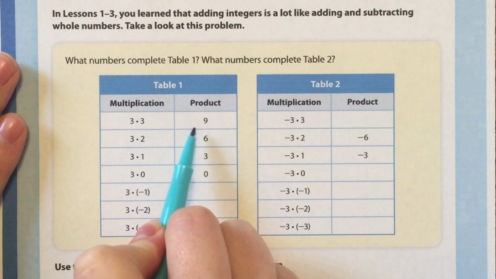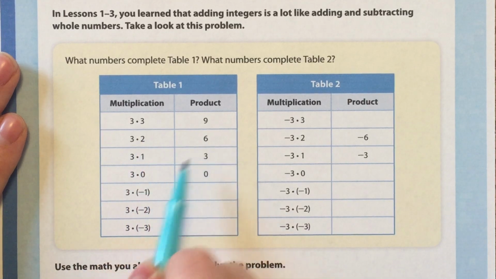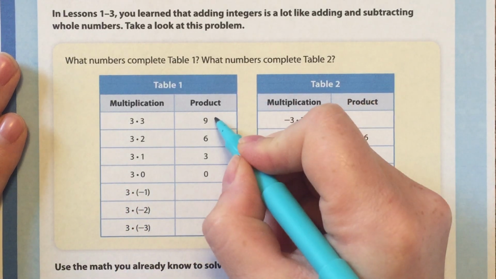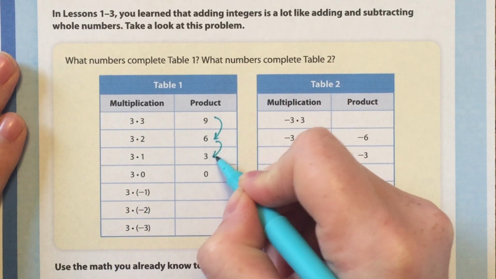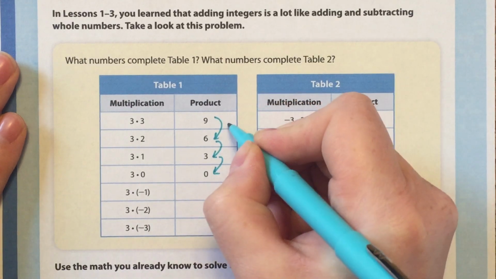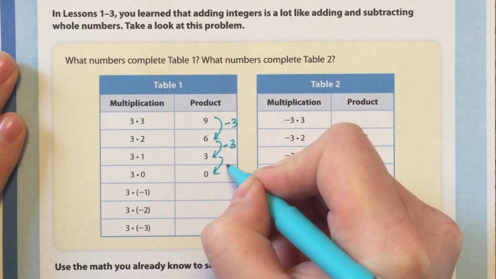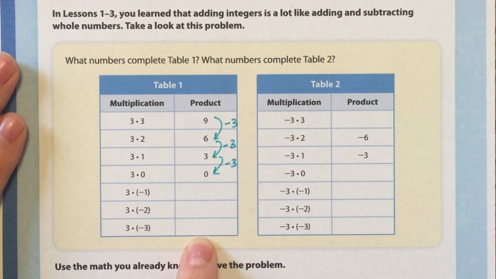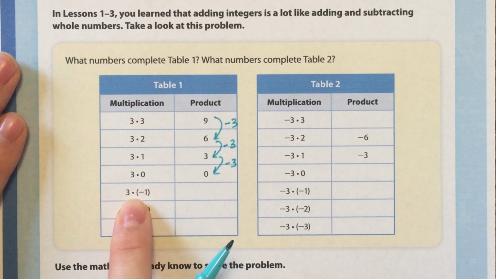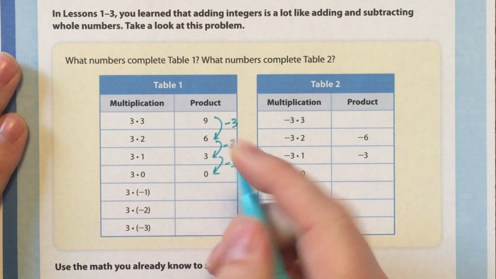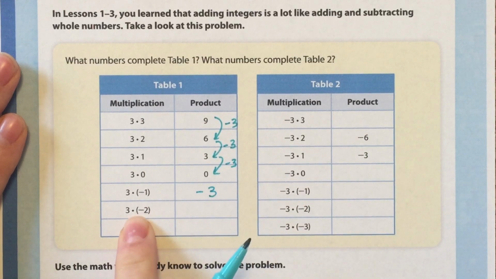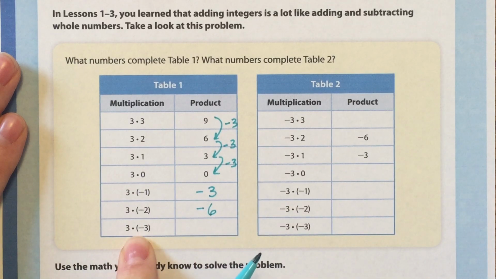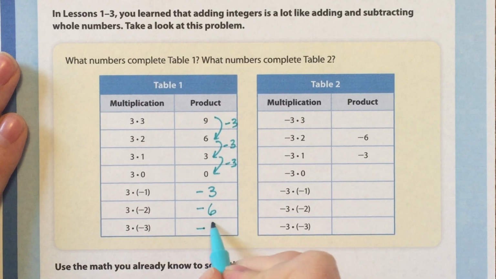So this says 3 times 3, which is 9, 3 times 2, which is 6, 3 times 1, which is 3, 3 times 0, which is 0. So we can notice a pattern that takes us from one product to the next. As you can see, they are decreasing by 3 every time. So based on the pattern we see here, we can complete the table and then match that up with the multiplication. So 3 times negative 1 is negative 3. 3 times negative 2, go down 3 more, would be negative 6. And 3 times negative 3, go down 3 more, would be negative 9.